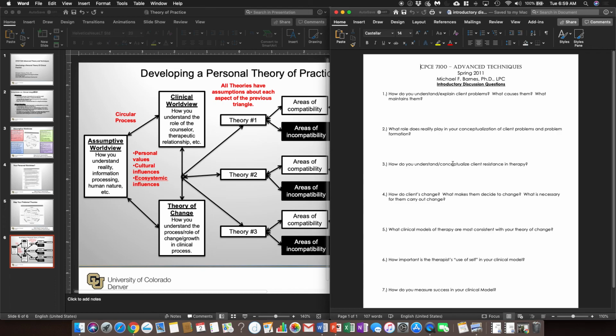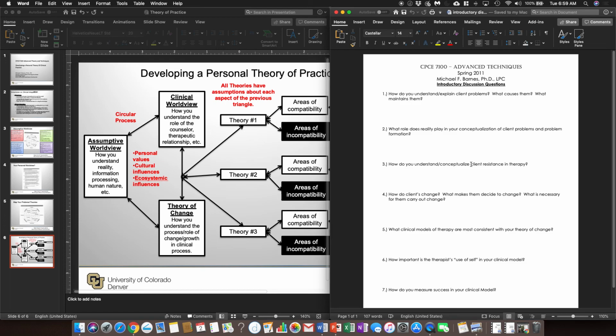Number 3, how do you understand and conceptualize client resistance? And I think this falls very much within questions 1 and 2. I always tell the story about the student that asked me, what's the best way to work with an unmotivated client? And I thought for a second, and my answer was, well, I don't know. I've never worked with an unmotivated client. Most of my clients are pretty highly motivated to stay the same. And that idea of, every client is motivated. The question is, what are they motivated towards?